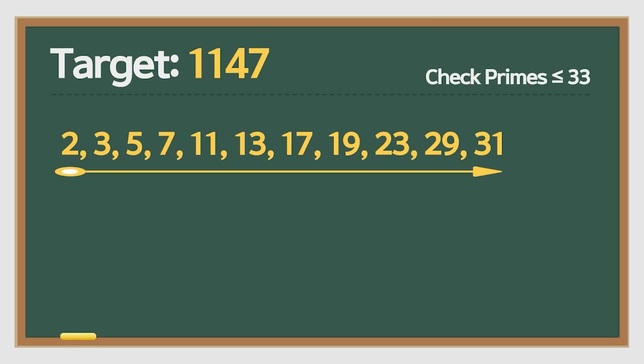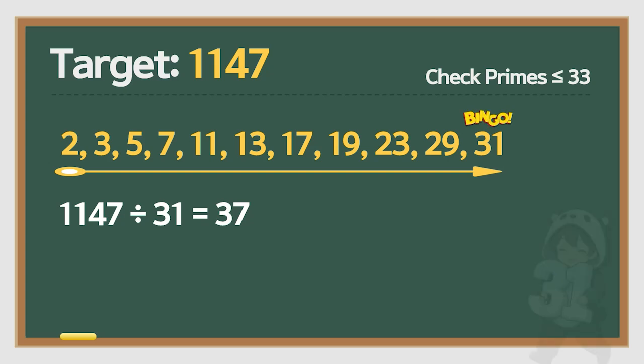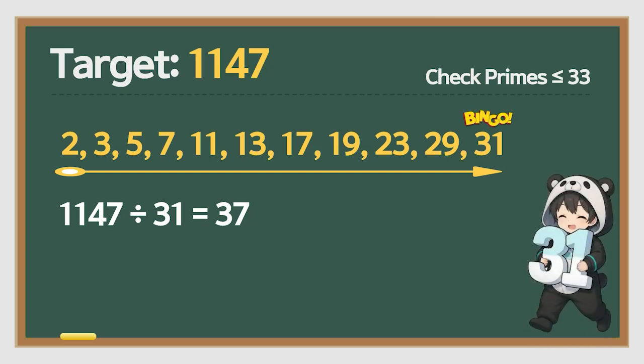Let's start the investigation. Is it 11? No. 13? No. 17? 19? 23? 29? No. How about 31? Let's divide. 1147 divided by 31 is 37. Bingo! We found the factors. 1147 is equal to 31 times 37. Case closed.